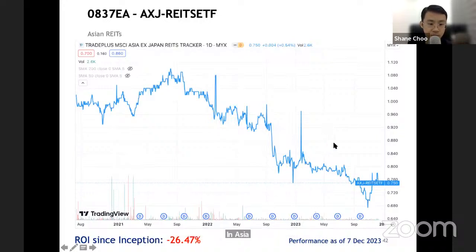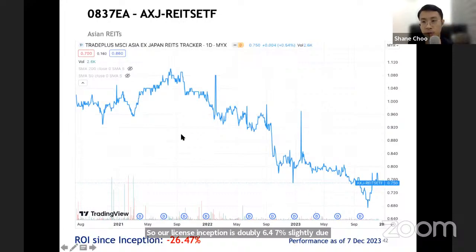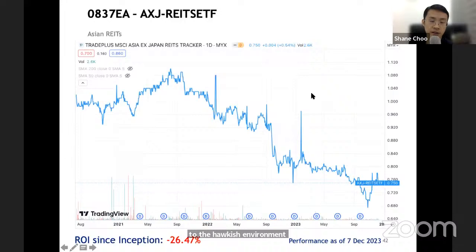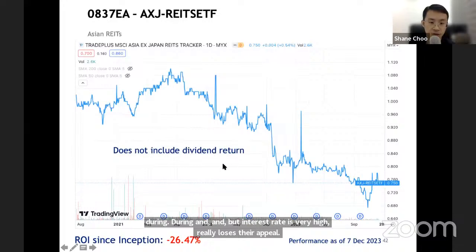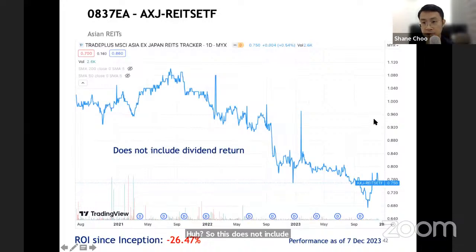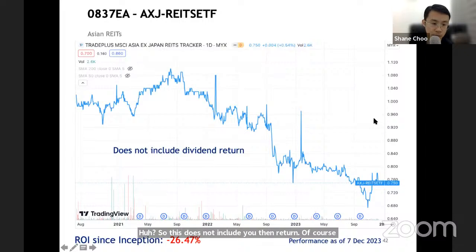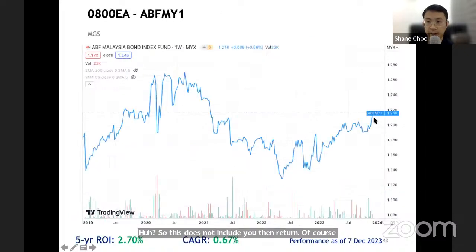So ROI since inception is down 26.47%, slightly due to the hawkish environment. Because in the hawkish environment, when interest rate is very high, a lot of funds will park their funds in FD. They have a lot more alternatives during an environment where interest rate is very high. REIT typically loses its appeal. So this does not include dividend return. Of course, if you include dividend return, then it should be more or less close to break even, I guess.